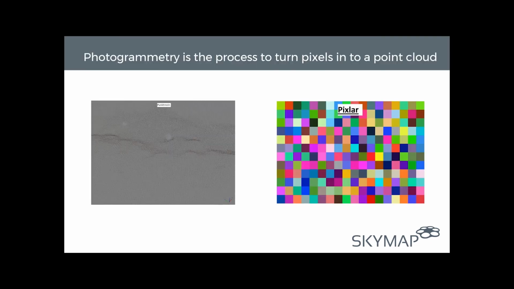Digital photogrammetry is the process to turn pixels into a point cloud. These pixels are photons of light that get stored onto the sensor into a data format like JPEG or RAW, and this in turn gets stored onto an SD card inside the camera. It is these pixels that we use in our photogrammetry software to eventually turn it into a point cloud.